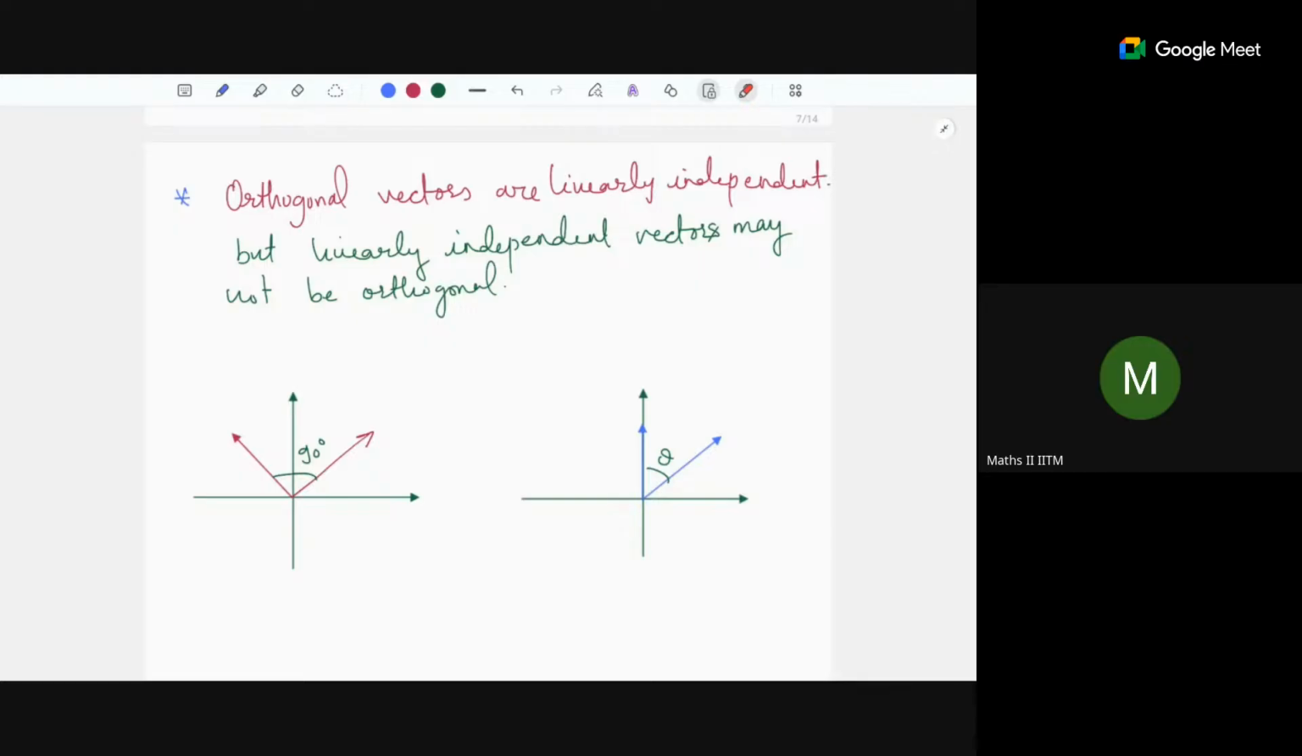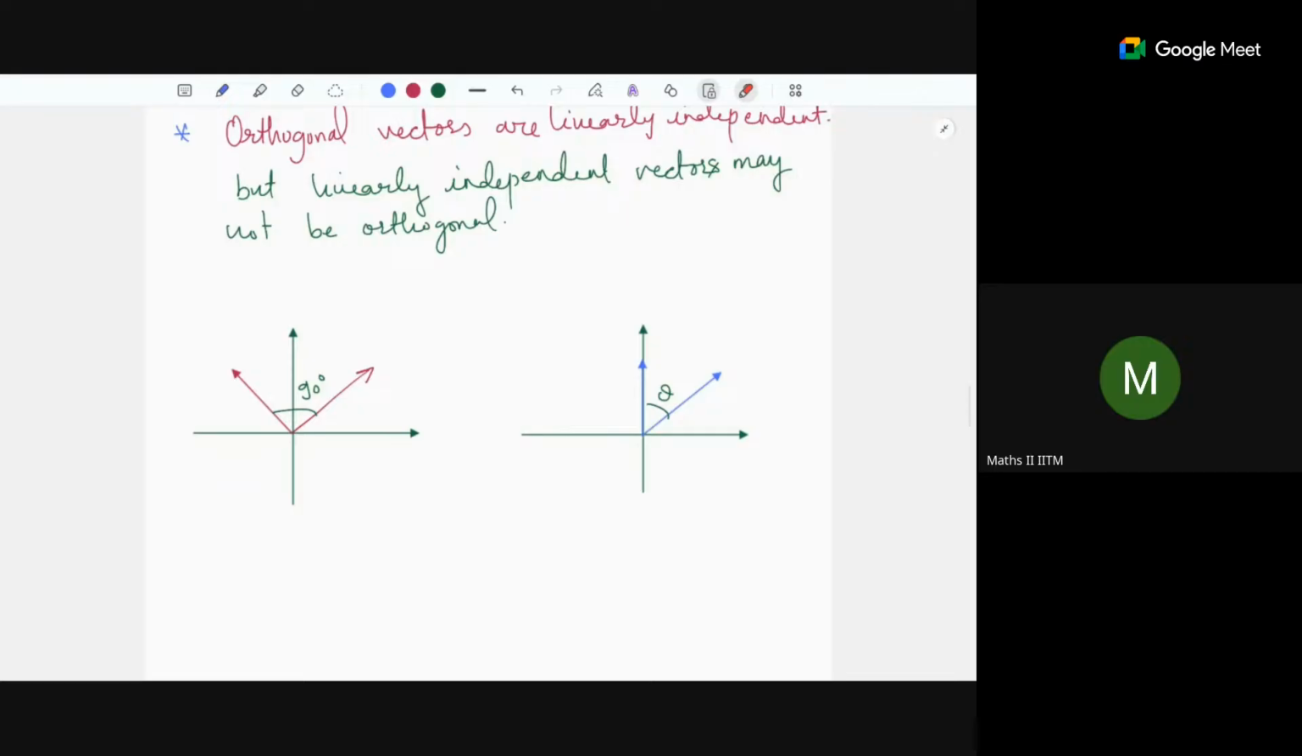So how to check that quickly? You just look at their dot product. If the dot product is zero, then they are orthogonal, hence they are linearly independent. If their dot product is not zero, then they are not orthogonal, but they can still be linearly independent.